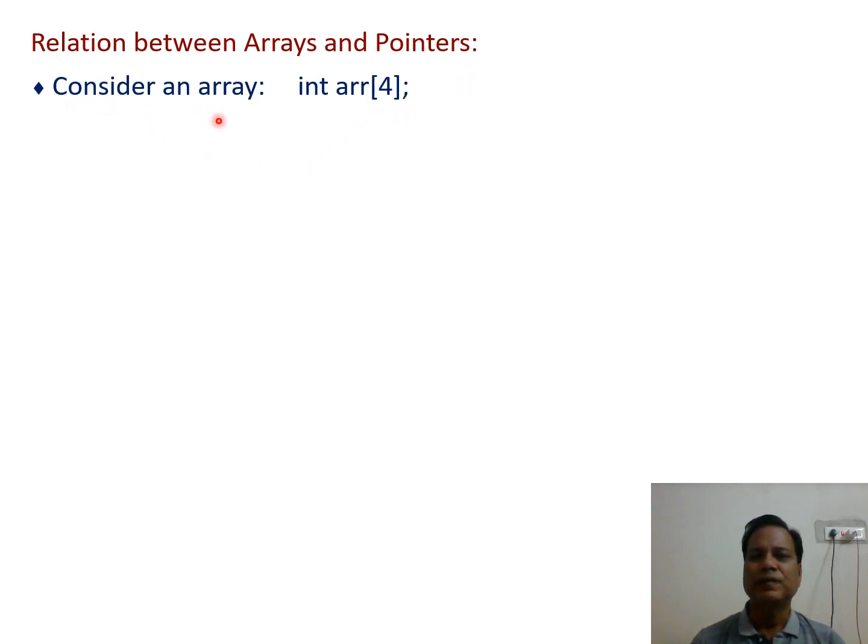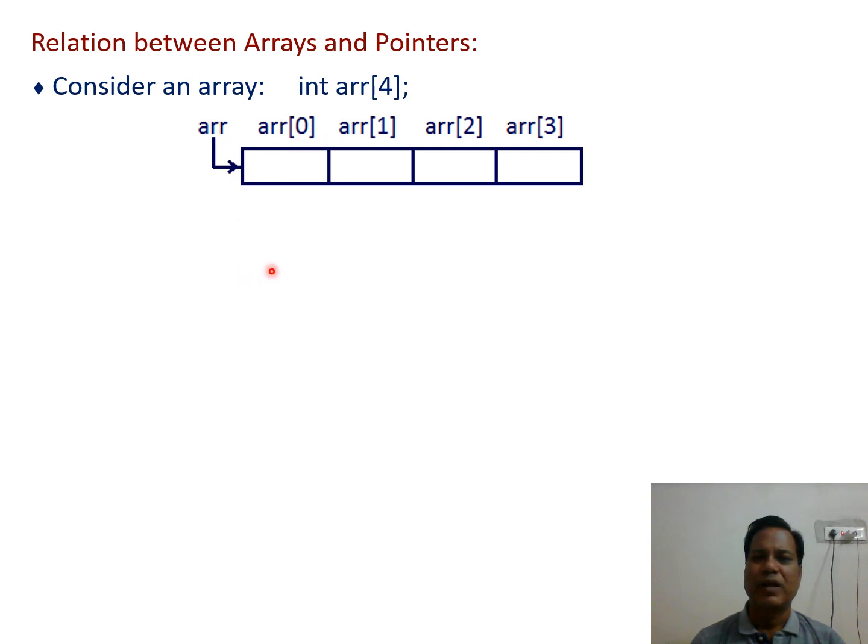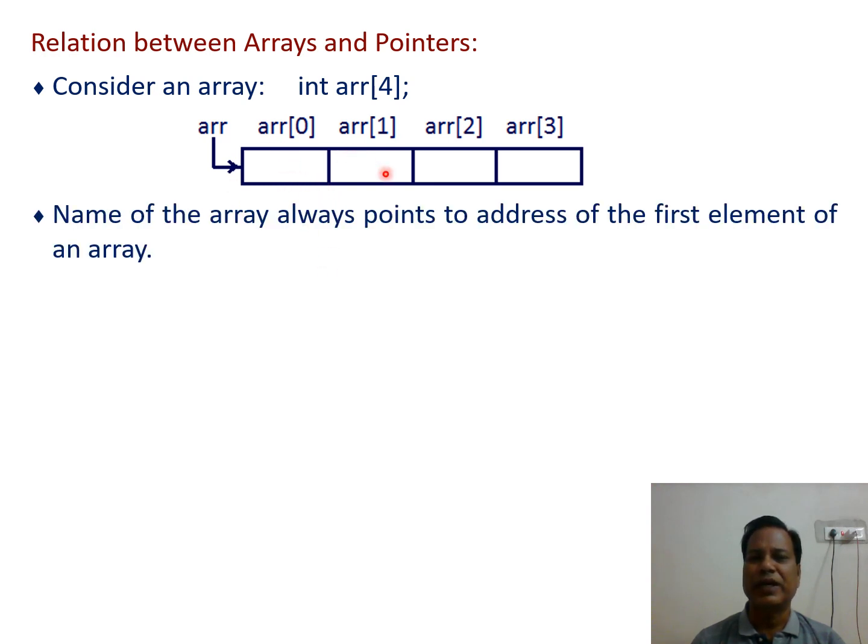Consider an array int ar[4]; Using this statement we define an integer array ar that can store 4 elements of integer type. The first element is stored in this memory location, the second element is stored in the second memory location. In this way, 4 memory locations are needed to store the elements of ar.